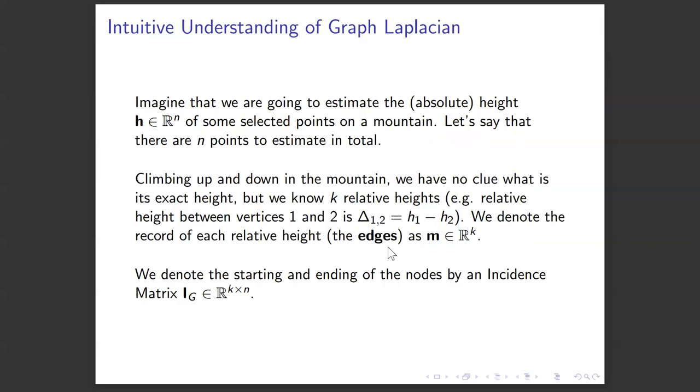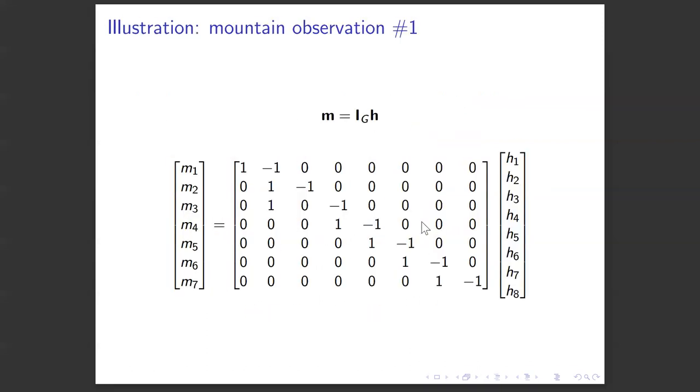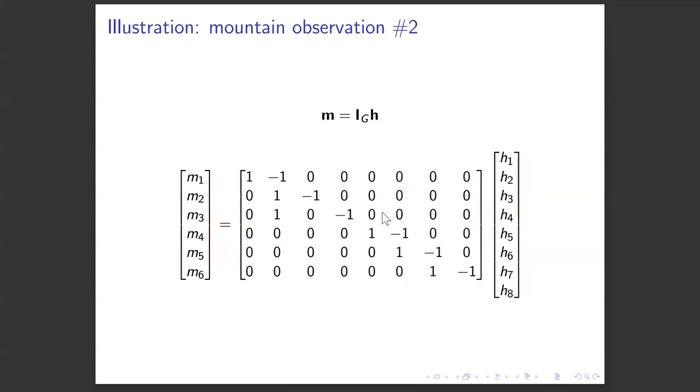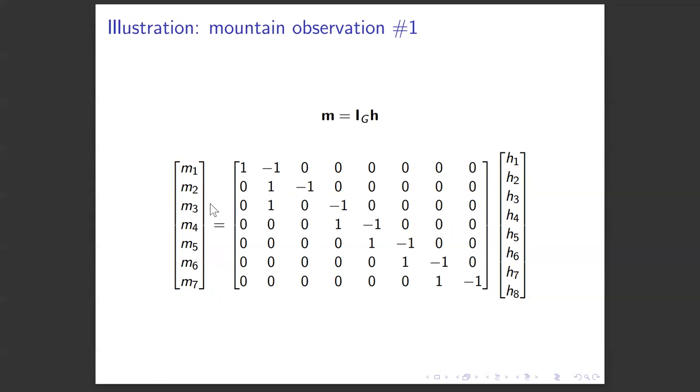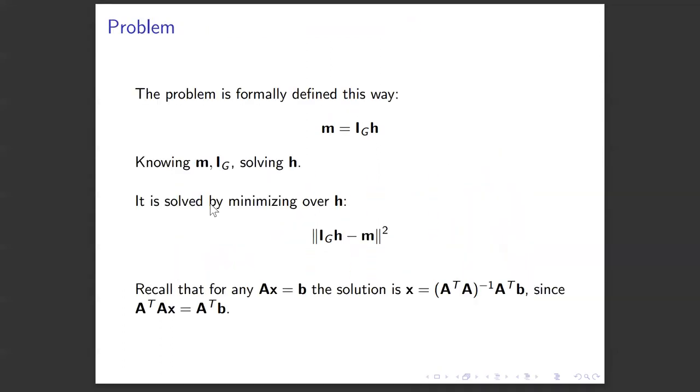Here m is the record of the relative height, and h is the height that we want. So h is unknown, which is what we want to find, and m can be measured by walking from person A to person B. This is an incidence matrix which helps us go from person A to person B. Similarly, this is for the second graph. The difference is that the second graph does not have the edge from node 4 to node 5. And what we want to know is where we are on this mountain.